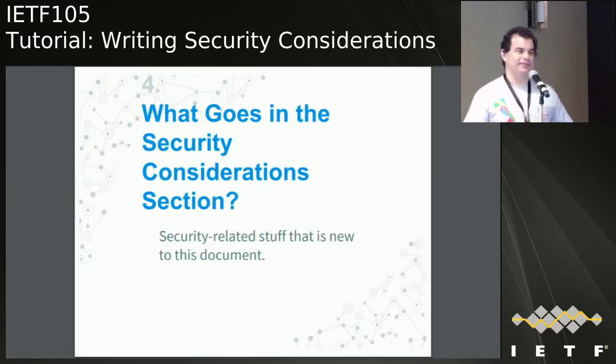But if all I'm doing is sending some, I don't know, content over JSON, I don't have to describe JSON, I don't have to describe HTTPS, I don't have to describe IP. All that is in other documents. I don't even have to reference them, just what is new. And there's always something new, otherwise you wouldn't be writing a draft, right, would you?